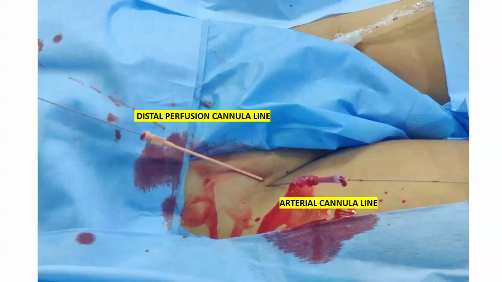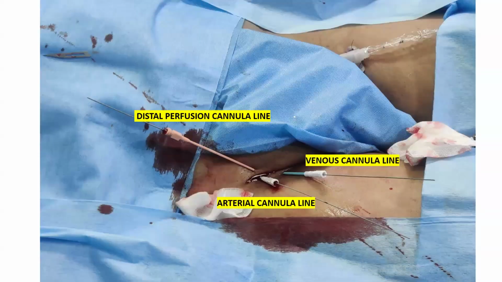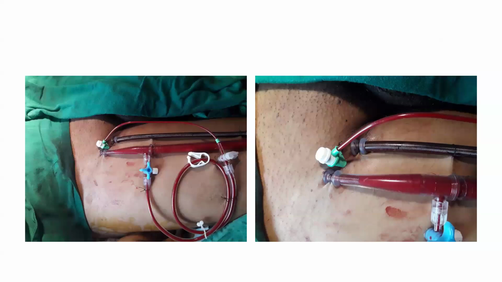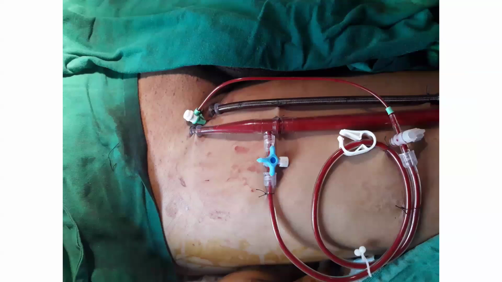So this is the arterial cannula line, venous cannula line, and the distal perfusion cannula line. And for the distal perfusion, we usually use a 7 or 8 French sheath, which is usually connected to the side port of the arterial cannula. You can see it very well in close pictures. The side port of the arterial cannula is supplying distal perfusion.